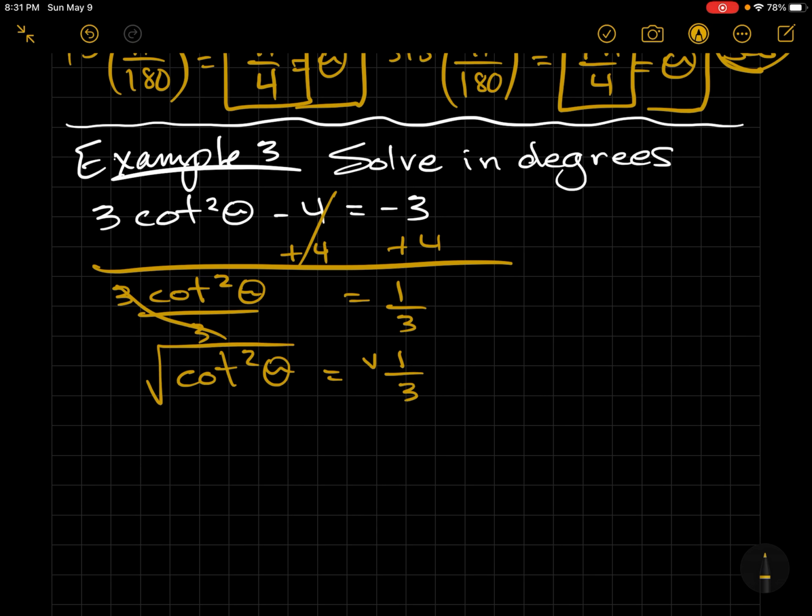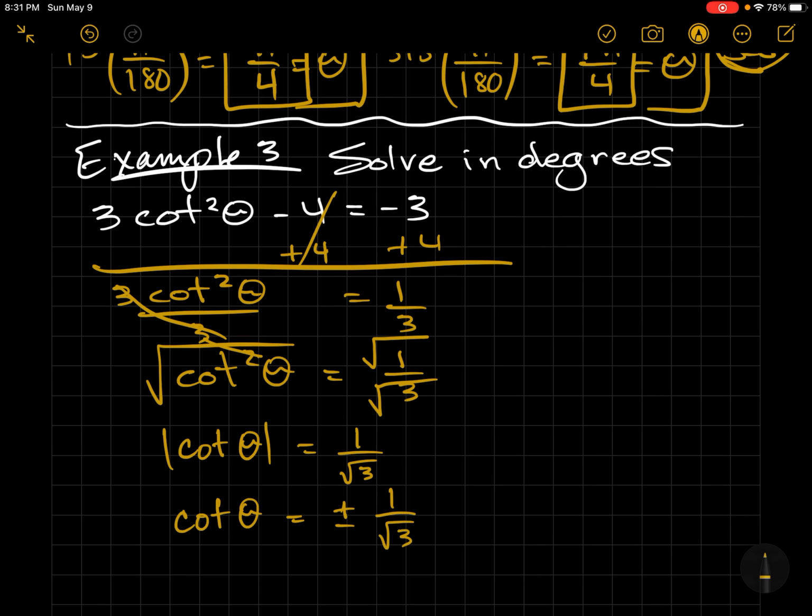I'm going to get the cotangent by itself, so I have to take the square root of both sides. Whenever you're doing a fraction, I definitely urge you to do the numerator and denominator separately. So now what I have is absolute value of the cotangent, and that's 1, and that's radical 3. And that means I'm going to get plus or minus when I remove those bars. Remember, whenever you take the square root of a square, you get plus or minus. And for ratios, we definitely have to acknowledge this.